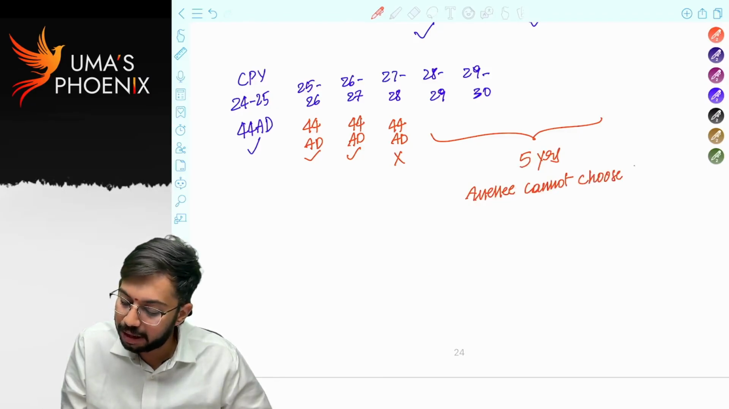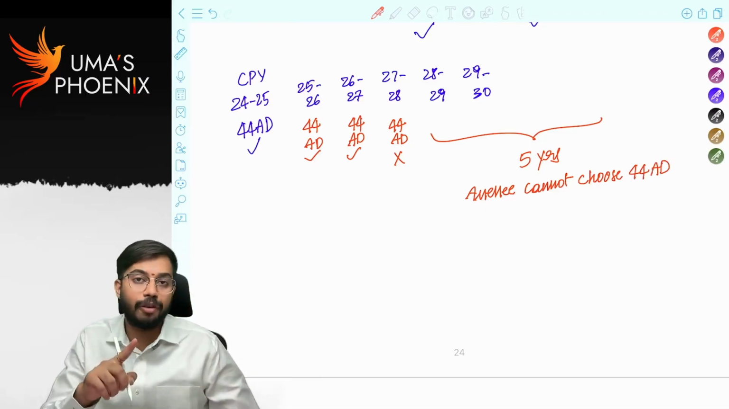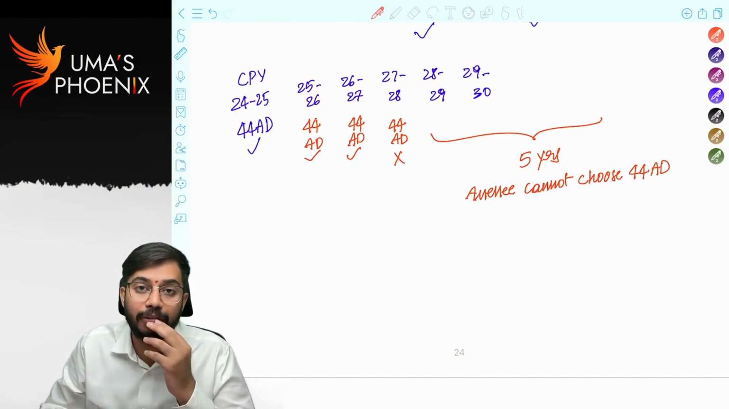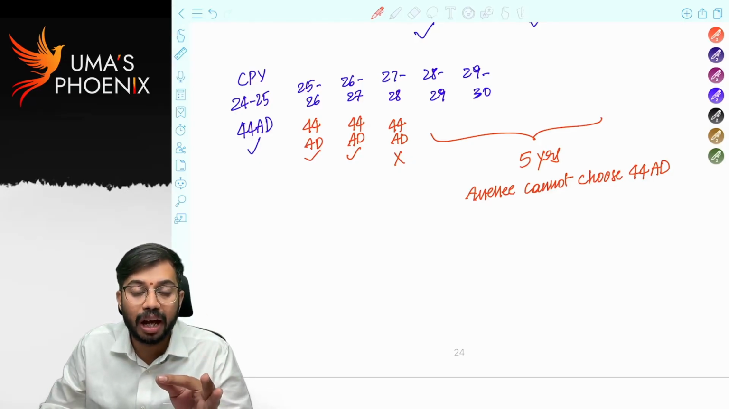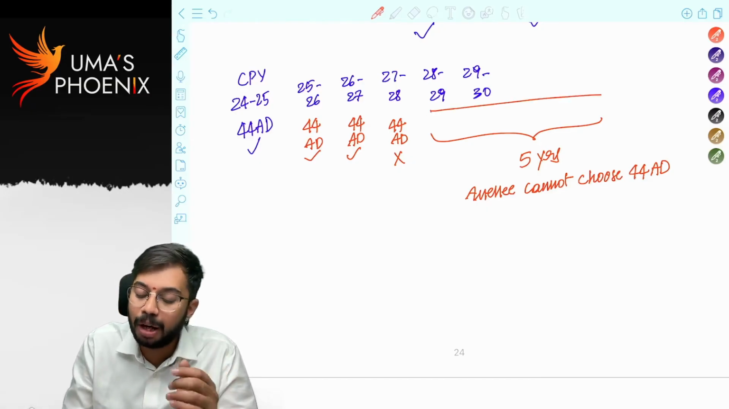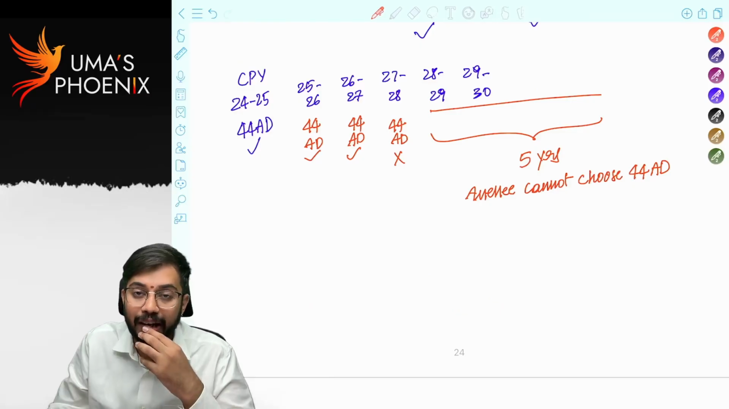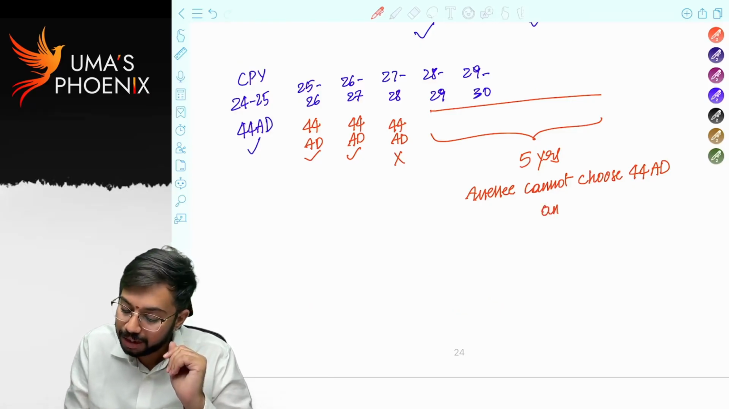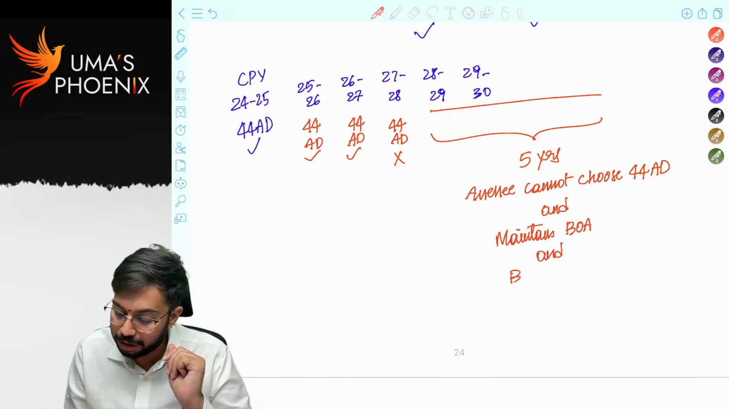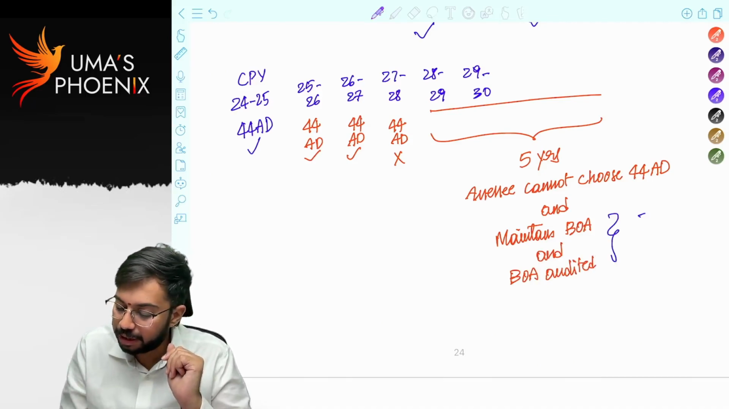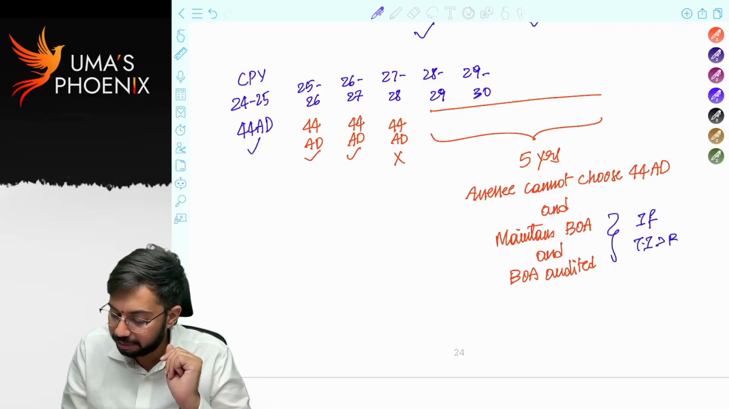So what is the punishment? Once you disclose your income under 44AD, for the next 5 years you have to disclose under 44AD. In the next 5 years, if you do not disclose under 44AD, the year in which you are committing the default, okay, leave that year. From next year onwards, over a period of 5 years, the assessee cannot choose 44AD. And the assessee is required to maintain books of accounts. And the assessee is required to get his books of accounts audited if his total income is greater than basic exemption limit.